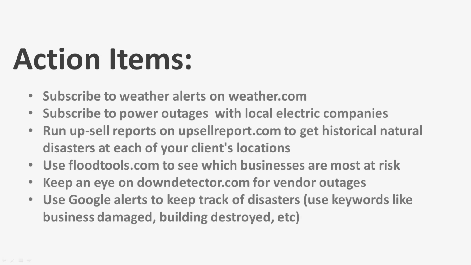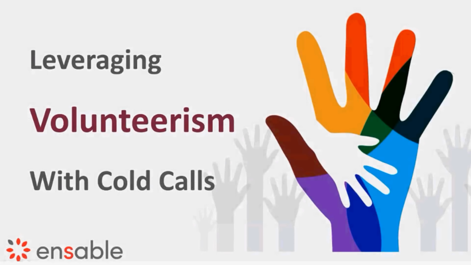Another great resource is floodtools.com, which shows you which businesses in the area are most at risk for flood. And again, flooding is not one of the areas that your insurance companies are going to cover. You can also sync up with downdetector.com, which will keep you posted on vendor outages like the one that we experienced with Azure last month. Also, Google Alerts is a great resource to look at news reports highlighting businesses that have been affected by disasters using specific types of keywords.